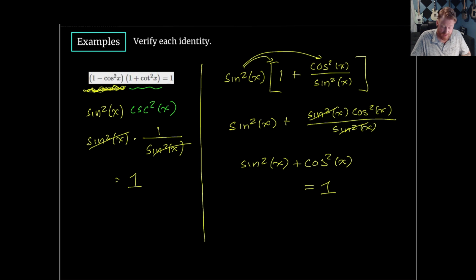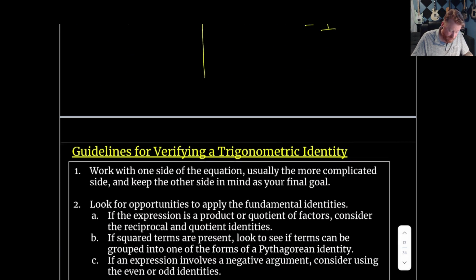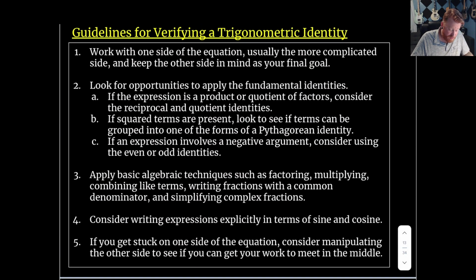It's not that every way has to go exactly the same. People could do them different ways, but we should be able to get to the end result no matter what. So just a summary here, some guidelines for verifying a trigonometric identity. And I tried to kind of say this out loud as I was going through examples. Work with one side of the equation, usually the more complicated side, and keep the other side in mind as the final goal. As you're making decisions on what you should do, you should be working towards your final goal.